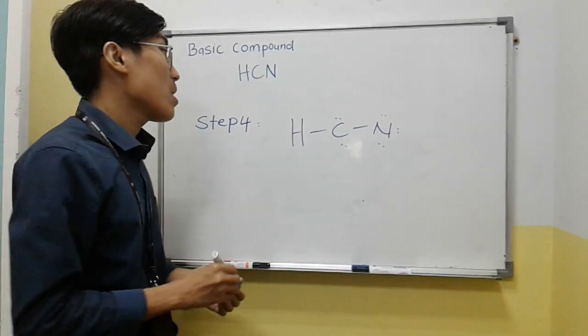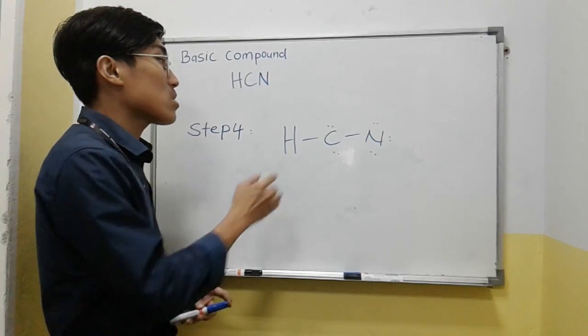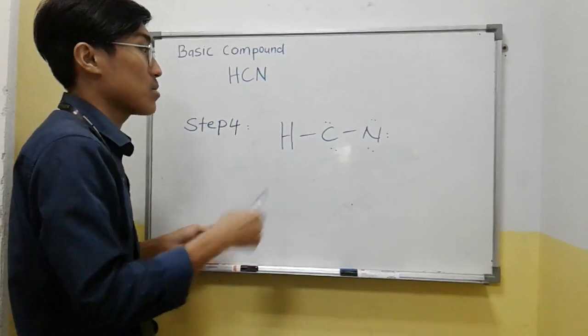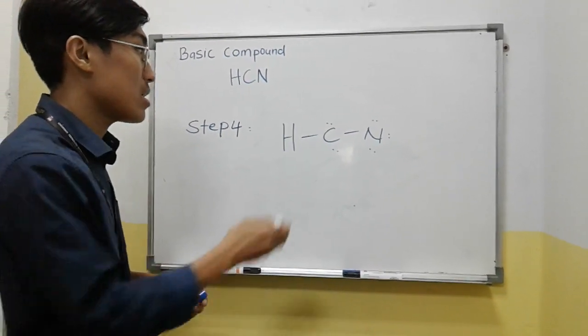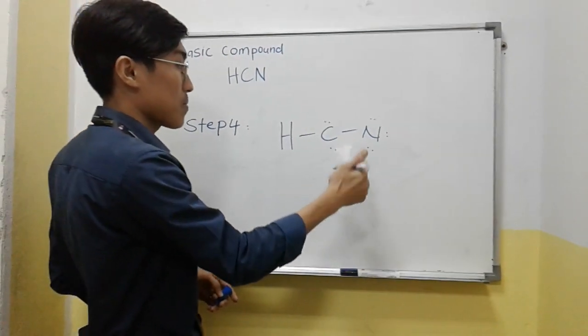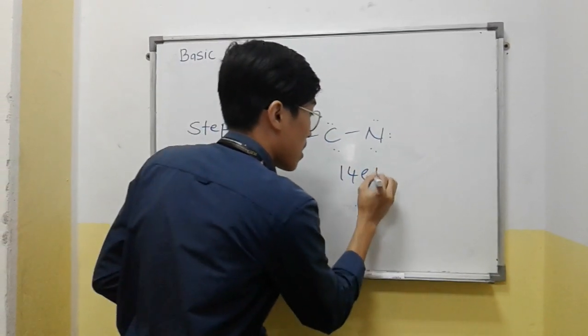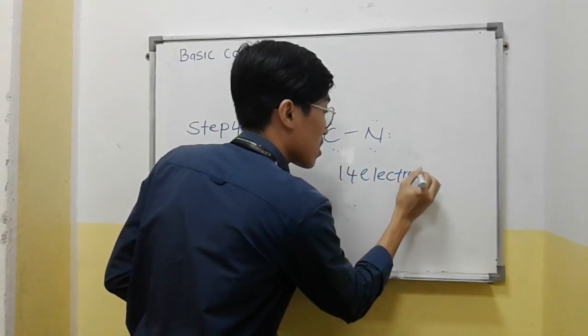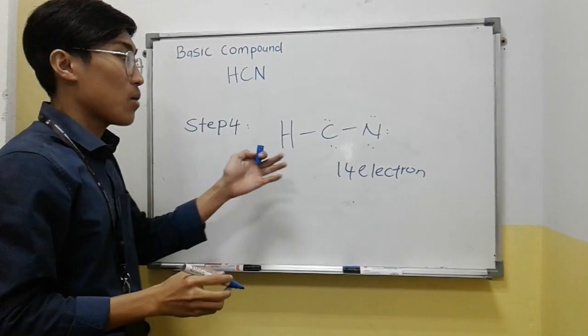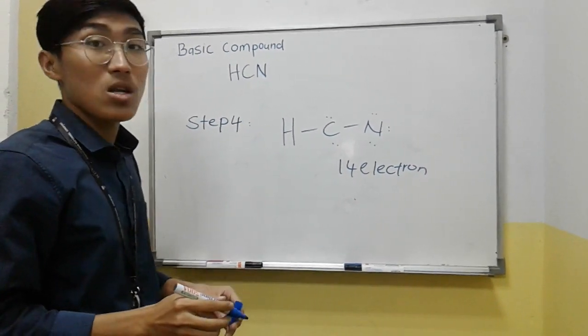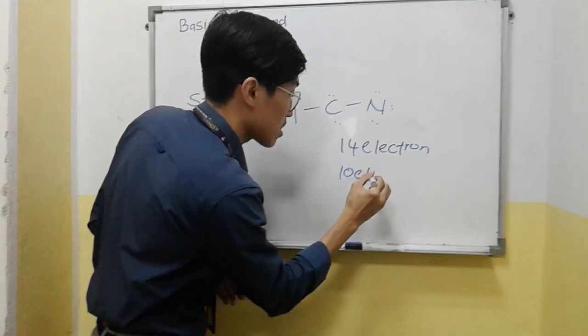For step 4, we will count the valence electrons of the compound, which is, as you see, hydrogen cyanide has 14 electrons. So we will compare with the valence electrons that we counted earlier, which is 10.